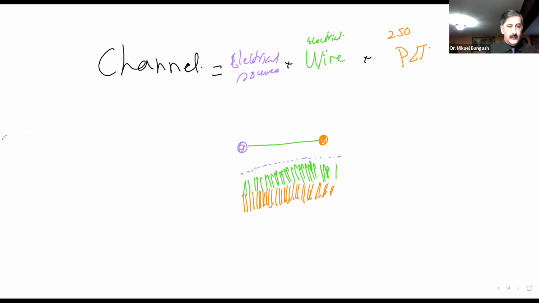But this whole thing here, even if you just take one electrical source with a single wire and a PCT, makes one channel. So in this case, this transducer, maybe because of the 250 PCTs, for instance, would have had 250 channels. Did you guys get that?